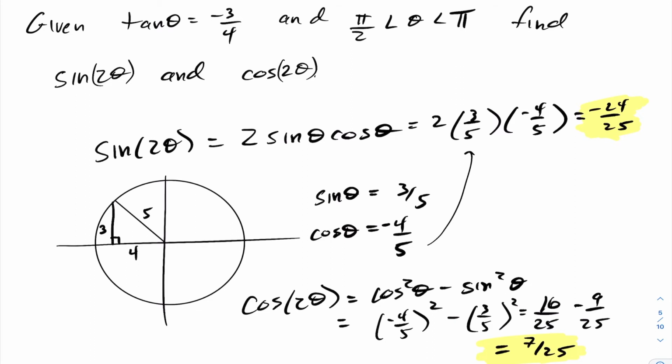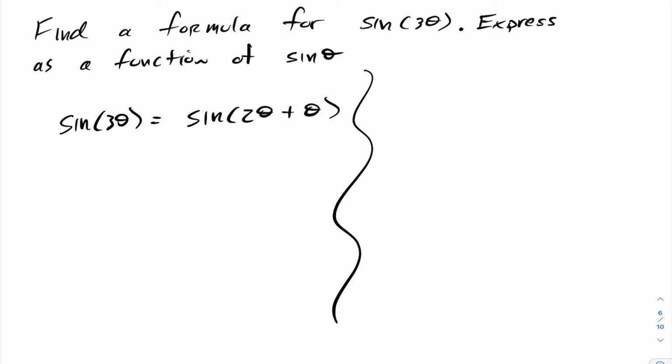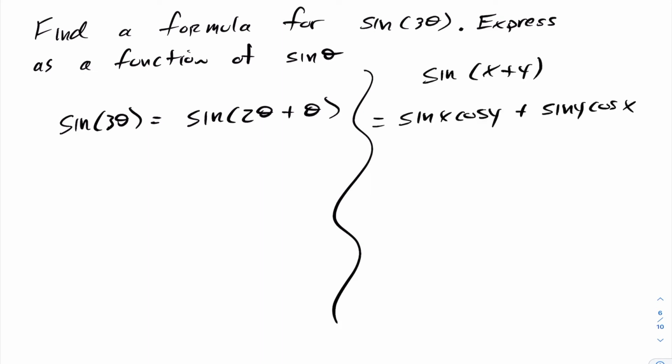Let's take a look at another example. All right, for our next example here, we want to find a formula for the sine of 3 theta and express that only as a function of sine theta. So to start us off here, what we're going to look at is you can break apart the sine of 3 theta, and I can express that as a sine of 2 theta plus theta. Now, if you recall here, if we look at our generalized sine of x plus y formula, you notice here if I apply my generalized formula to sine of 2 theta plus theta, we get.